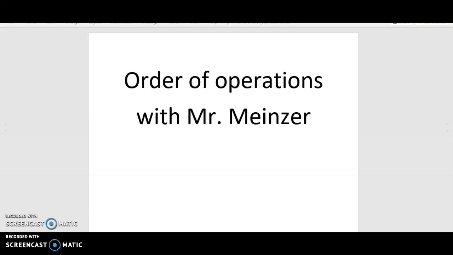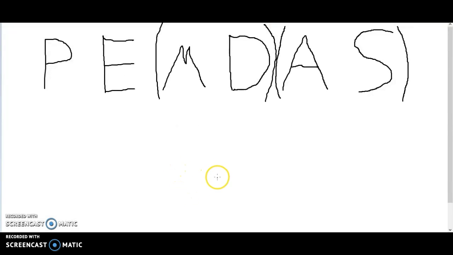Tomorrow we're going to work on our order of operations, so here's a quick summary of what that's about. Order of operations is defined as PEMDAS. P stands for parentheses, E stands for exponents, M stands for multiplication, D stands for division, A addition, and S subtraction. The multiplication and the division are equivalent to one another, so they work from left to right. Whatever comes first in the equation is the one that you handle first.